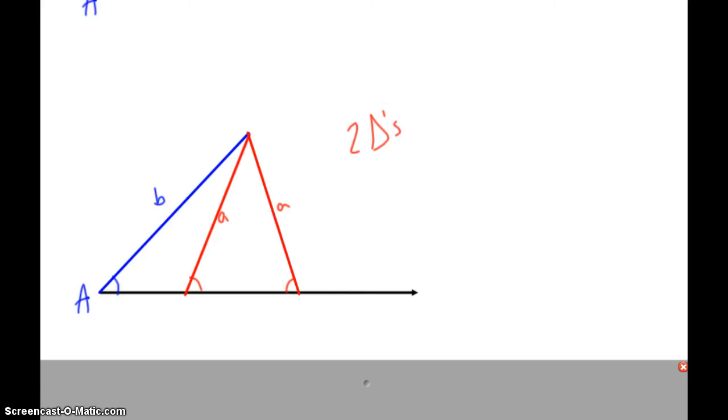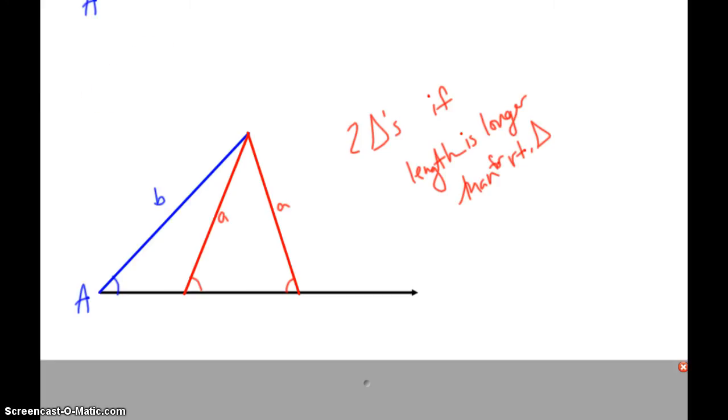Do you guys kind of see that? Hopefully that makes sense to you. If this A is a fixed length, I could have this outside triangle or this inside triangle. So I could have two possible triangles here. Okay. So I have two triangles if the length is longer than it is for a right triangle.